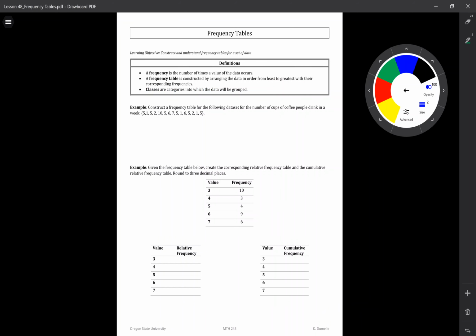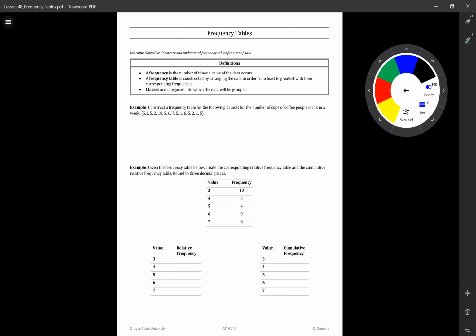All right, so this is lesson 48, moving on to something called frequency tables. A frequency table is a way that we can represent data in a particular set so that we can see the value of the data and how many times we have that value in the data. So a frequency is the number of times a value of the data occurs.